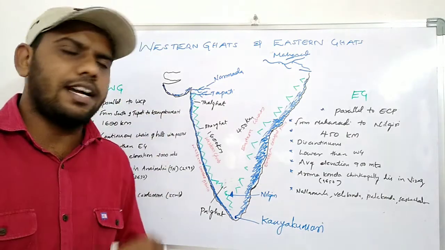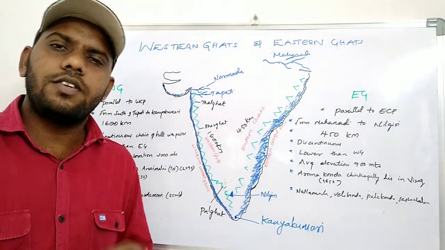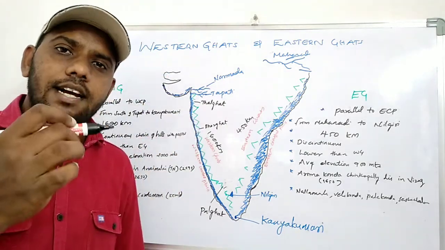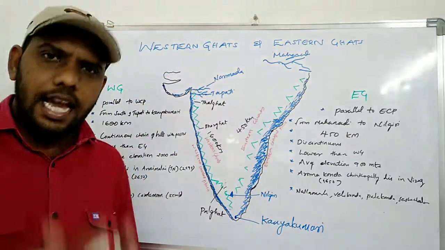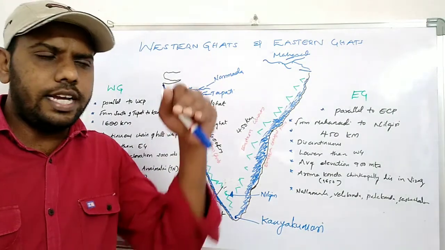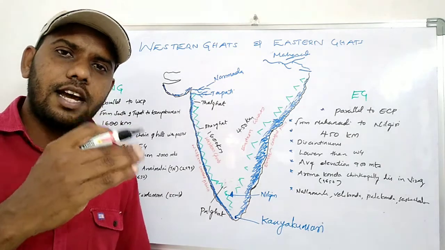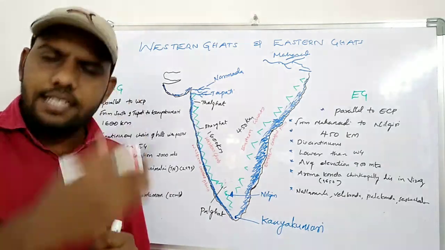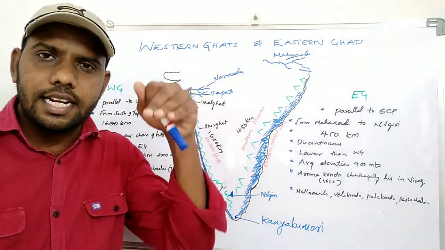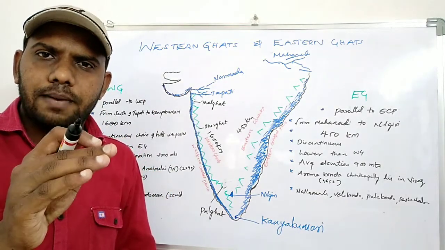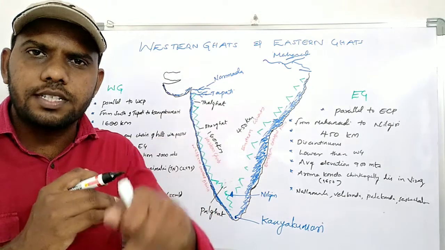So here is the answer for that question. The answer is because the height of the Western Ghats is very high compared to the Eastern Ghats, so it creates a slope. Due to this slope, the topography of the peninsular plateau is slightly tilted towards the east.